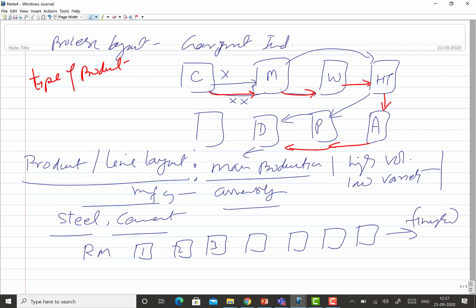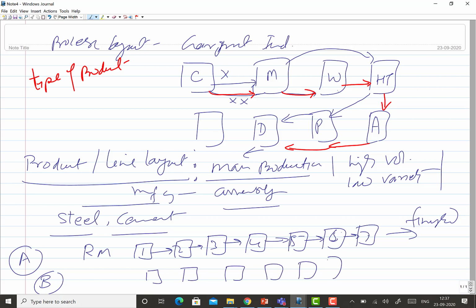So 1, 2, 3, 4, 5, 6, 7. After passing these stages, this is for product A. If it is product B, the design may be different, so there may be another line for the other product like this. Here again we'll be getting the finished goods, and here the raw material for line B, and it may have another kind of machines, another kind of setup, another kind of operations.